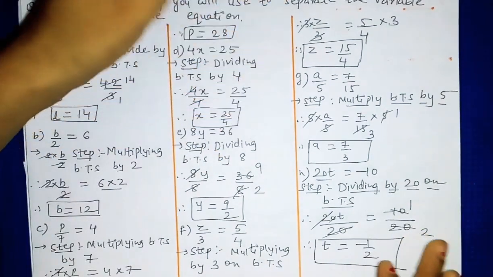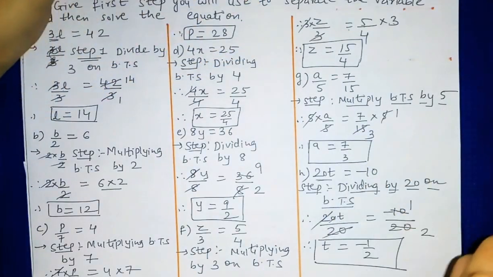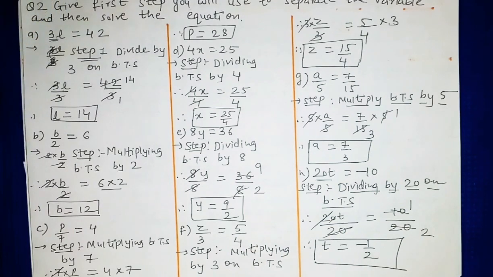So hope you understood question number 1 and question number 2. You just have to first write the step and then you have to find out the answer of the variable. Okay, so this was question number 1 and 2 of exercise 4.2.